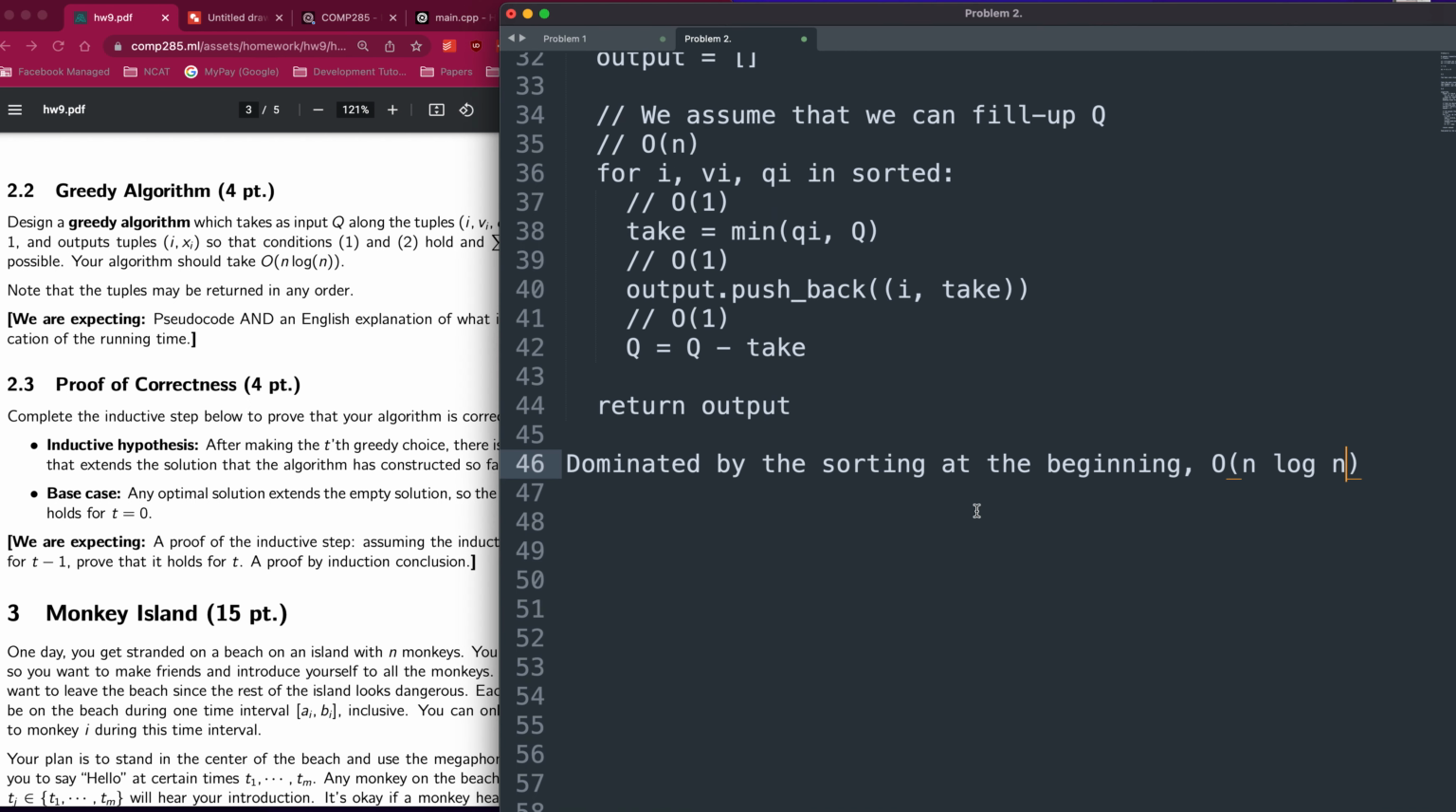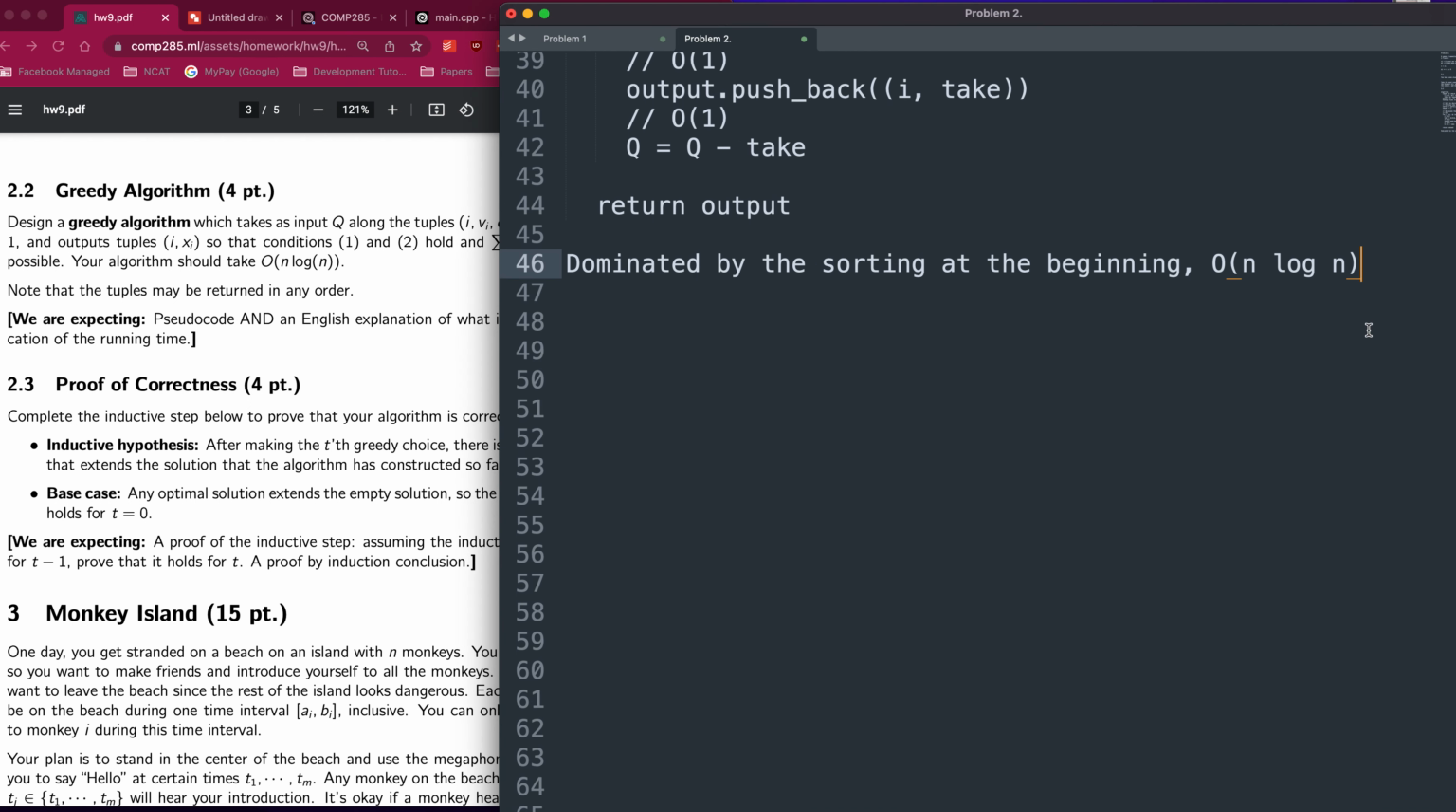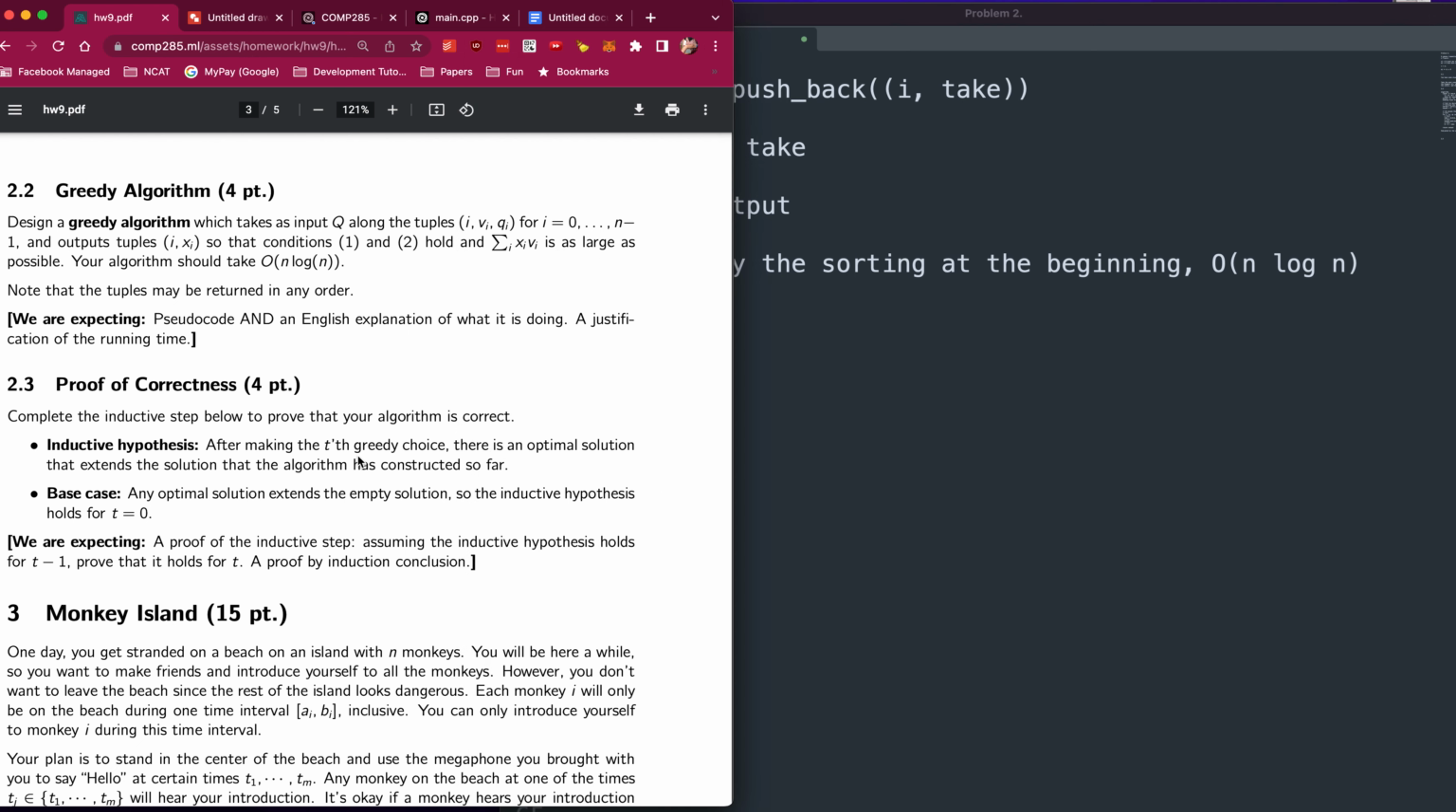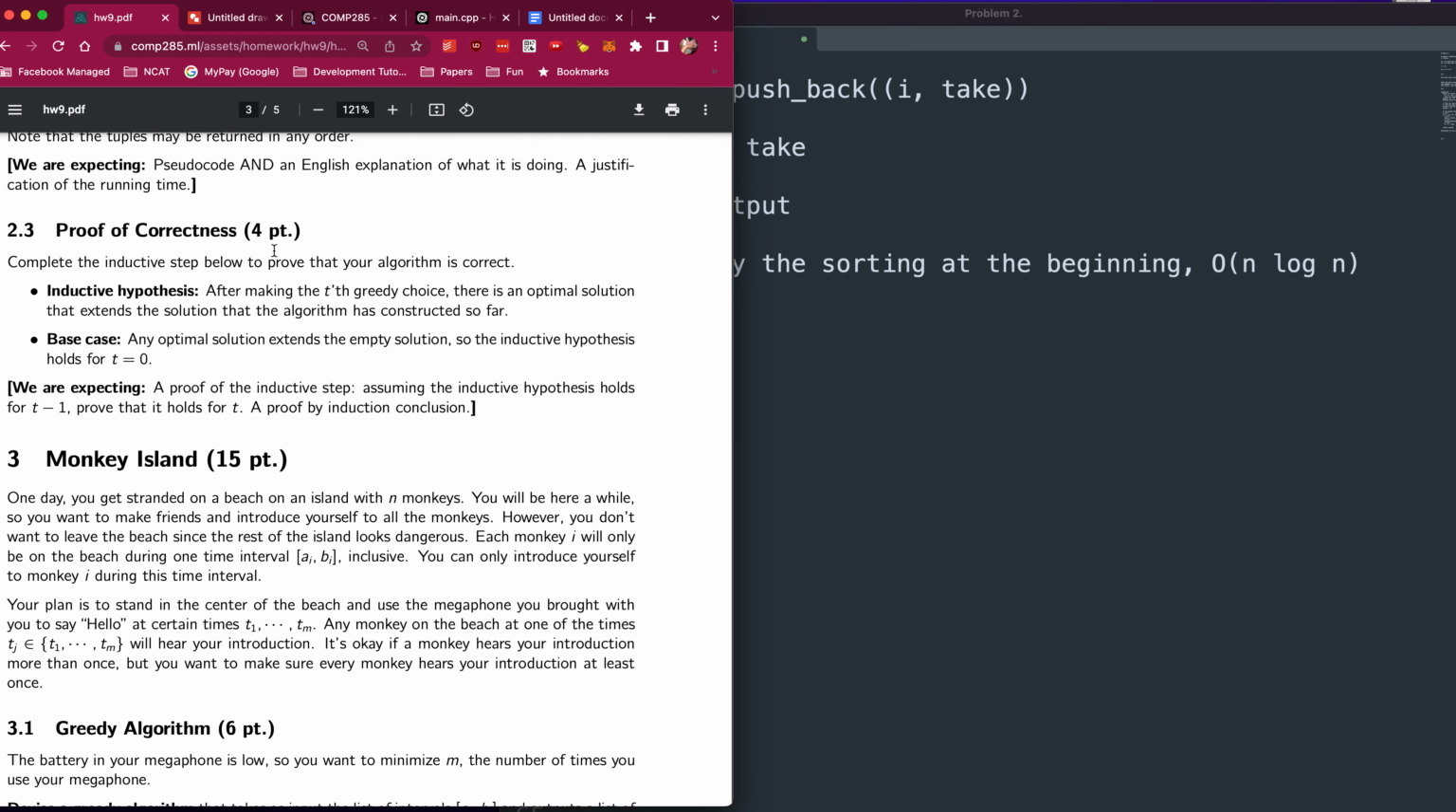Cool. All right, so let's move on to the next section. Hopefully you understood that part of the assignment. And now we're going to be talking about a proof of correctness.